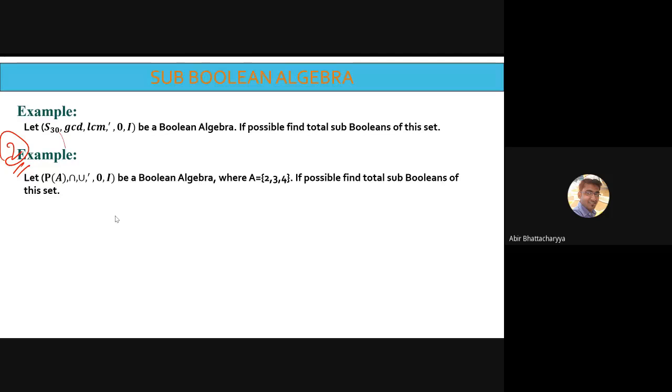You have 8 elements over here. So you have 3 cases. Total number of sub-Booleans is 5 again. So just write down in the same similar manner what the sub-Booleans will be. I want the answer from all of you. Please write down quick.